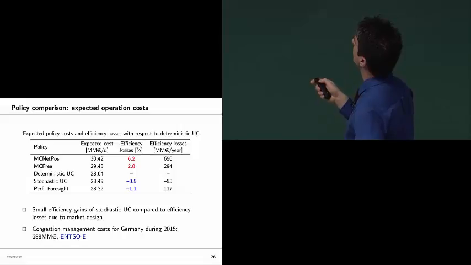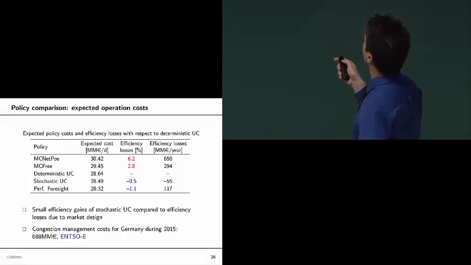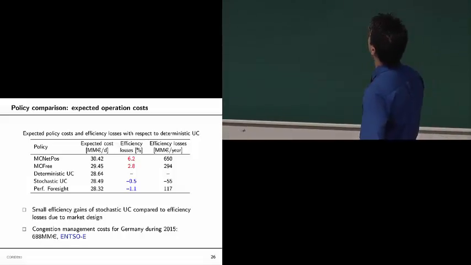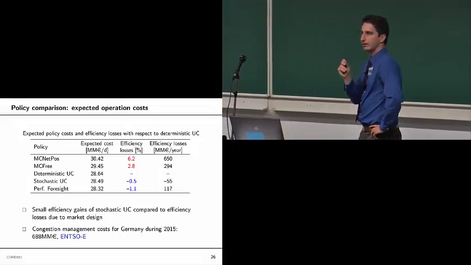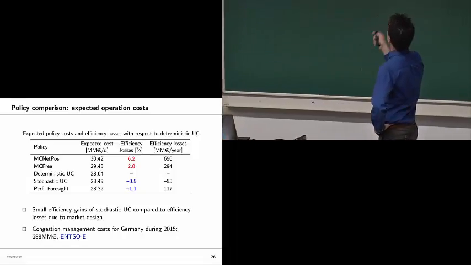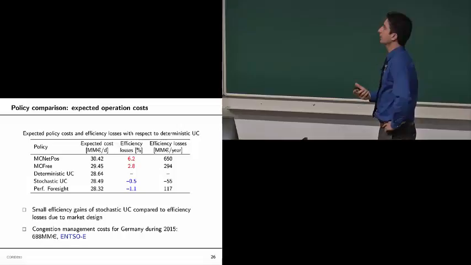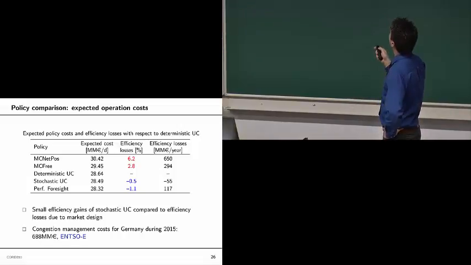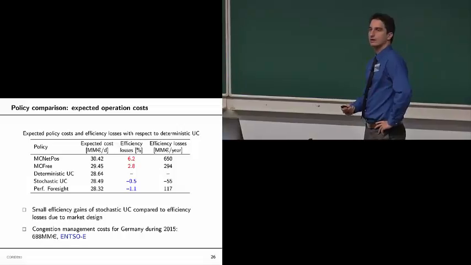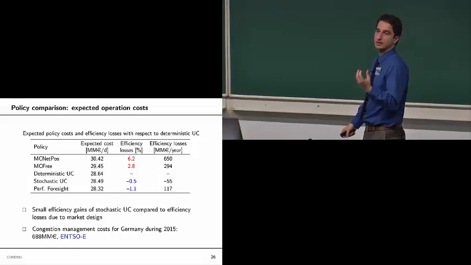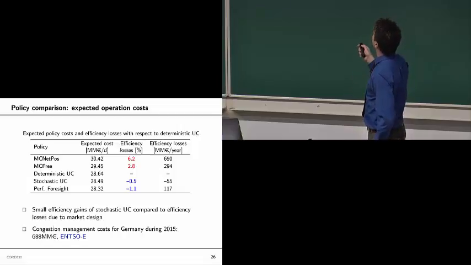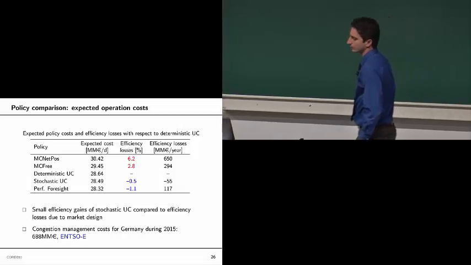And then if we move from MC-free to MC-net position, we have in fact a worsening of performance by 6.2% with respect to the deterministic unit commitment. And that is happening because of bad coordination among zones. And we're talking here about very real costs. This 6.2% translates to 650 million euro per year. By contrast, the benefits of having a stochastic unit commitment model are a 0.5% efficiency gain, which is overshadowed by these efficiency losses that are coming from bad market design. And in fact, the perfect foresight model can't do better than 1.1%.